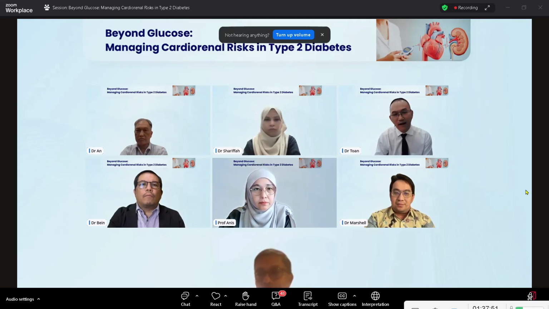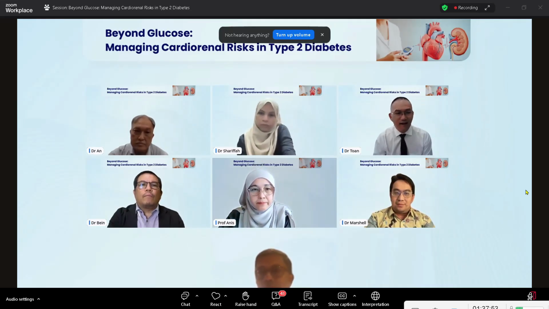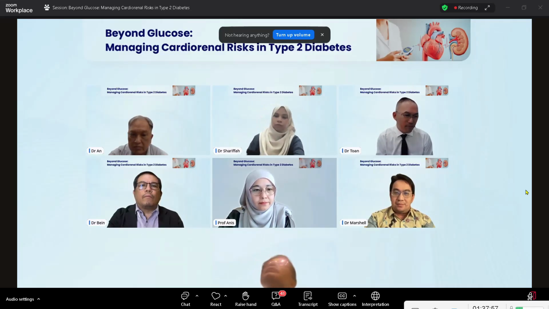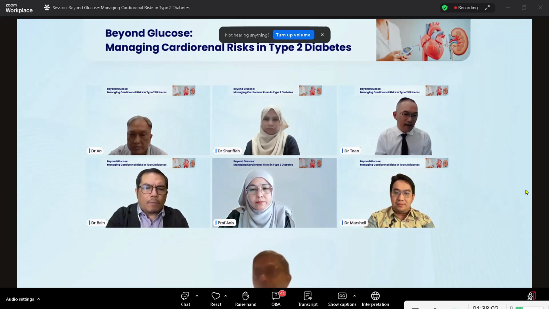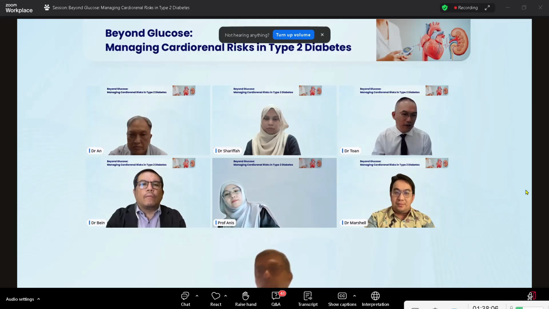We have to advise the patient, don't worry about this. It's only functional. In 2 weeks, 4 weeks, everything will be okay compared to not using the SGLT2 inhibitor.